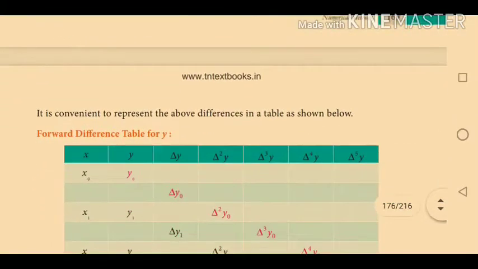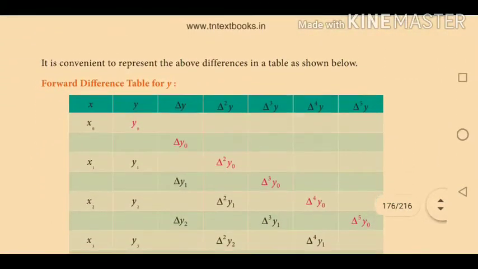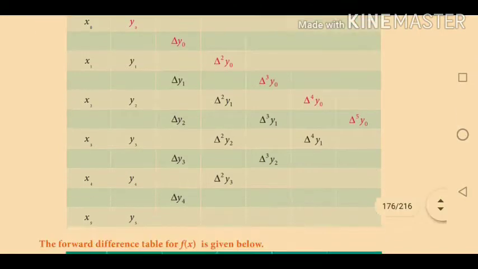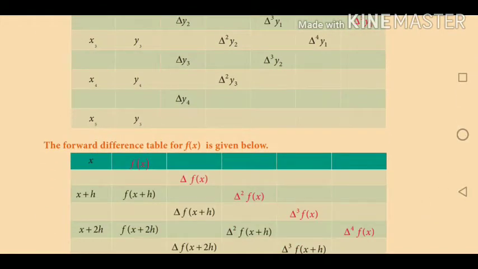Now we are going to see the first sum using the forward difference table for y. The difference table is given: x0, x1, x2, x3 in the first column, then the second column starts with y0, y1, y2, y3. We find delta y by subtracting: delta y0 is nothing but y1 minus y0. Likewise, delta y1 is found from y2 minus y1. Then delta square y0 is formed by subtracting delta y0 from delta y1. In this way we find the solution for the sum using the forward method.